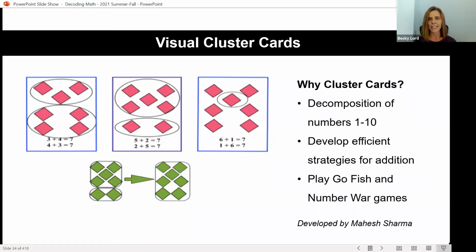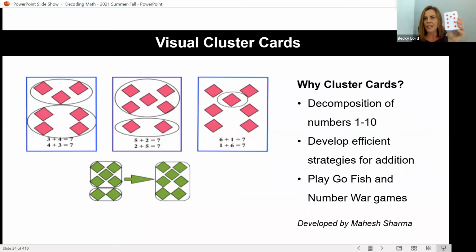So rather than counting on, we're seeing these and we're seeing what's missing to make 10 or how to combine them that way. And the other great thing is because it's a deck of cards, you can actually play games and help students practice. So instead of go fish, you can play go make 10 or go make 9, where kids are trying to match those combinations that make 10 or make 9.